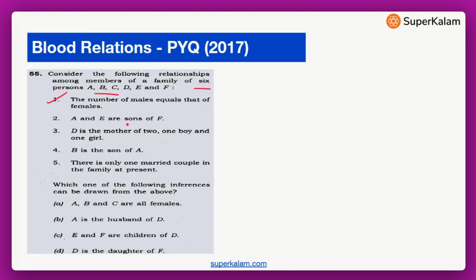A and E are sons of F. So if we try to create a mapping for this, it will be like this. F has married someone, and out of this marriage, there are two people who are born: A, who is a son, so he's a male, and E, who is also a male because he's a son.